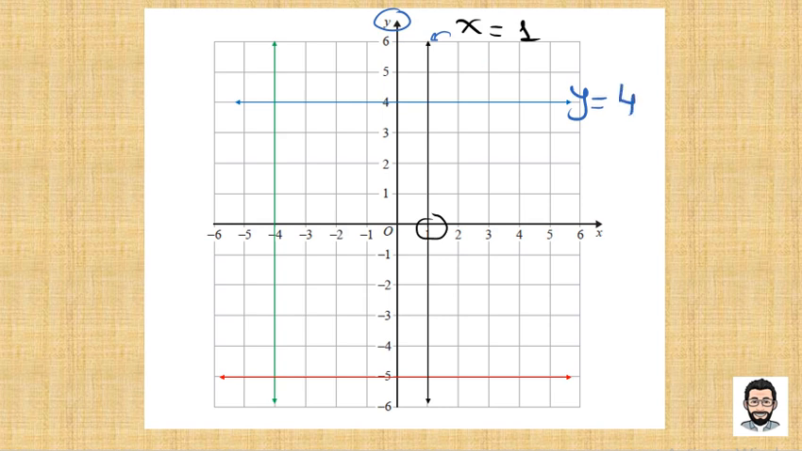Another line, the green one, you're going to write here x equals, because the line intersects the x-axis. Great, at -4. Another one, the red one, what are you going to write? Great, you're going to write y equals. Why? Because the red line intersects the y-axis. Equals what? Just look at this point. It's going to be -5.